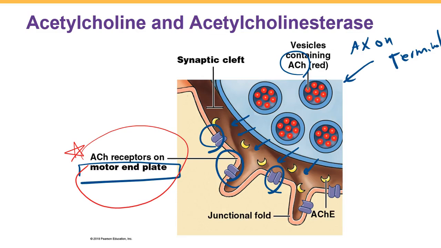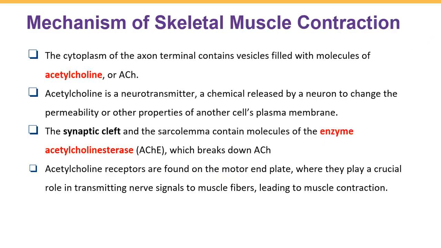But after the message is sent, there's an enzyme called acetylcholinesterase, which is found in the synaptic cleft. It quickly breaks down the acetylcholine so the signal stops. This helps the muscle relax and get ready for the next signal. So acetylcholine sends the contract message from nerve to muscle, and acetylcholinesterase helps clear that message away, and it's going to end the muscle contraction.